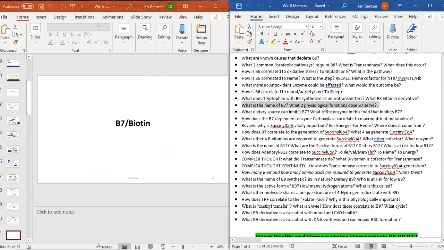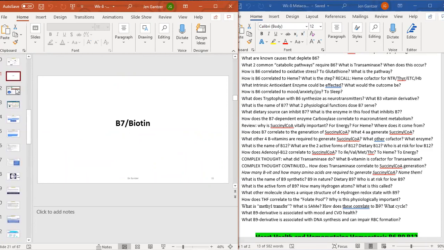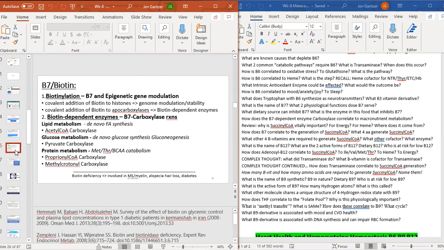Okay, biotin. What is the name of B7? Well, guess I just said it, it's biotin. What are the 2 physiological roles that B7 is going to participate in? So the 2 things you have to recognize are biotinylation.